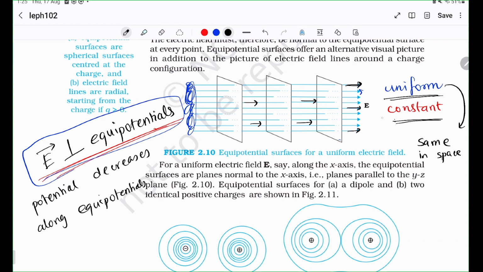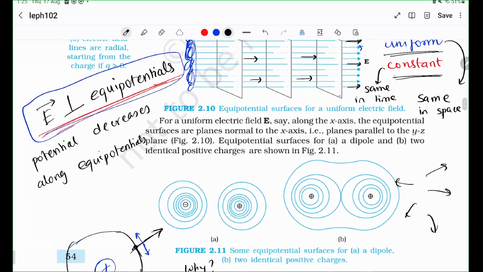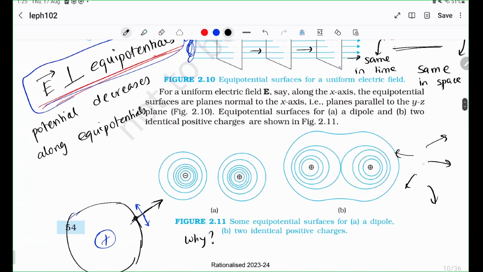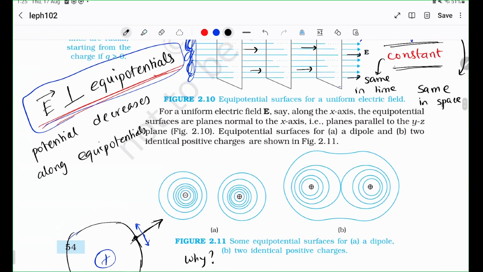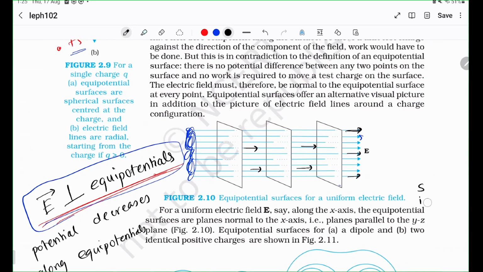Constant means same in time. Whatever it may have, even very different spatial things, it remains like that forever. That's what constant means. Whereas uniform means that it is the same everywhere in space. Of course, this need not be constant. Next moment it could be different, but it would still be a uniform field. So that is an important distinction to be made.